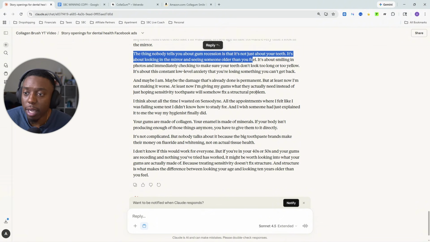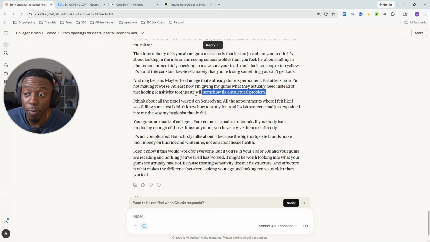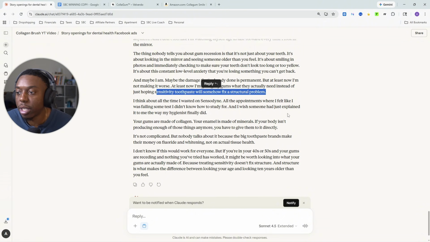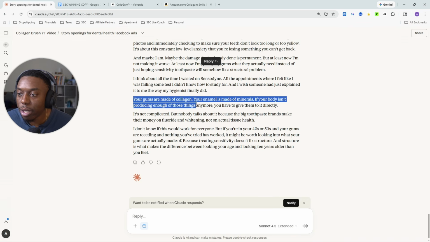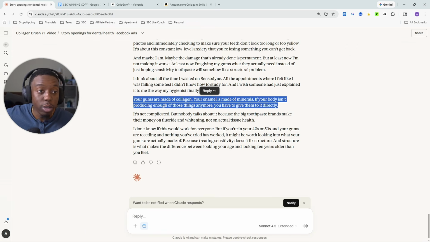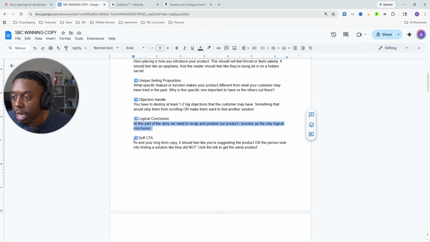And at least now I'm giving my gums what they actually need instead of just hoping sensitivity toothpaste will somehow fix a structural problem, right? Think about that. That's a small sentence, but it's the logic that we're leaning on. I think about all the time I wasted on Sensodyne, all the appointments where I felt like I was failing some test I didn't know how to study for, and I wish someone had just explained to me the way my hygienist finally did. Your gums are made of collagen, your enamel is made of minerals. If your body isn't producing enough of these things anymore, you have to give it to them directly, right? Logical conclusion. Boom. Now, last but not least, we just need a soft CTA.